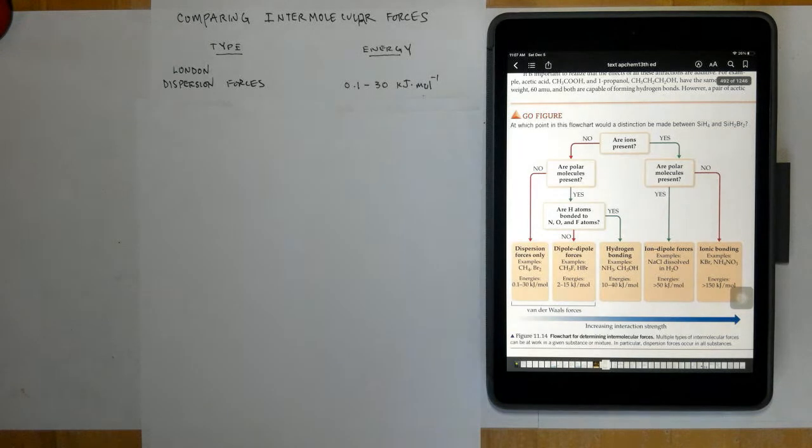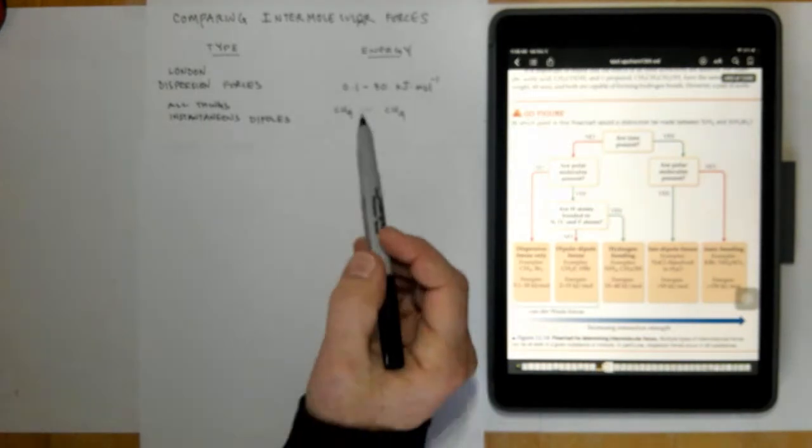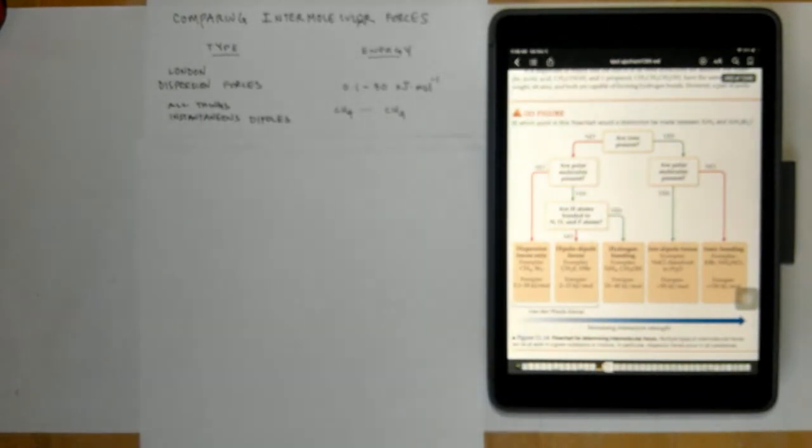The weakest ones, of course, would just be between single atoms, like neon or argon, because those wouldn't have very many electrons and wouldn't stick together very well, and therefore their energy would not be very strong. So it happens in all types of things, and it happens because there are instantaneous dipoles. Here's one example, a methane molecule to a methane molecule, both nonpolar. The only force inside there is dispersion forces.